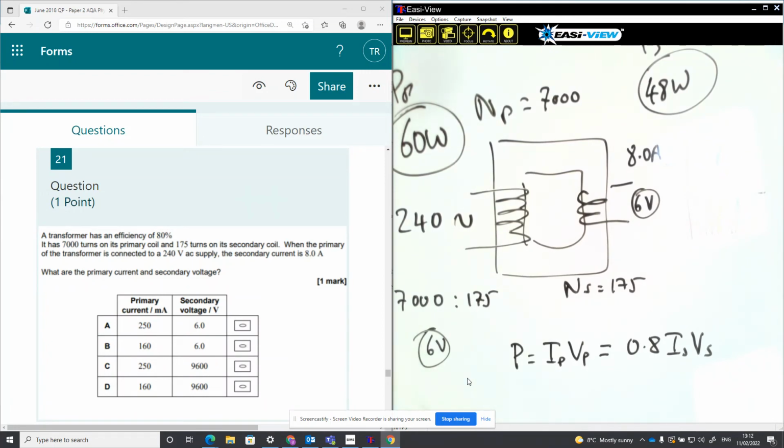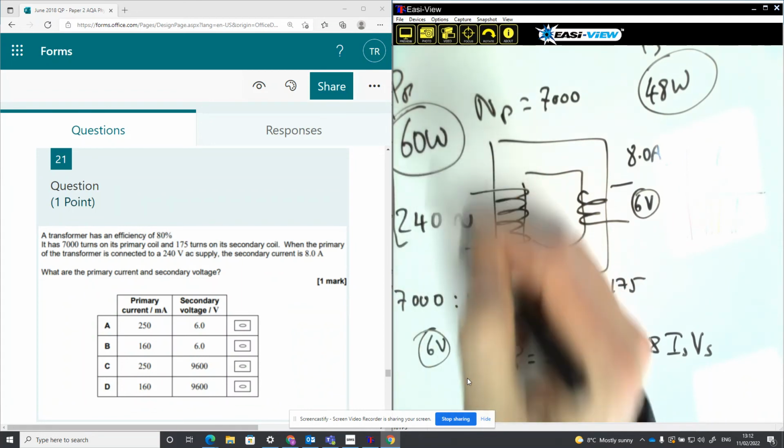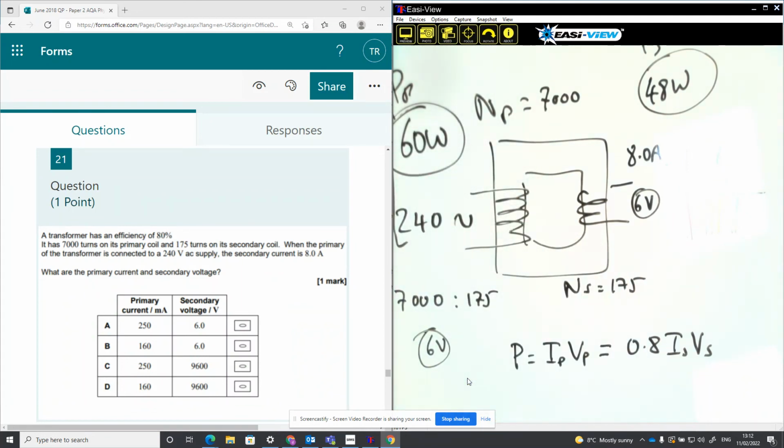Now I'm looking at which primary current gives me a power of 60 watts. Well, the primary current that gives me a power of 60 watts, I can use this voltage and this power. The voltage is 240, so power divided by voltage. So 60 divided by 240 gives me a quarter, so 0.25, so that's 250 milliamps. So it must be 250 milliamps, and the secondary voltage is 6 volts.